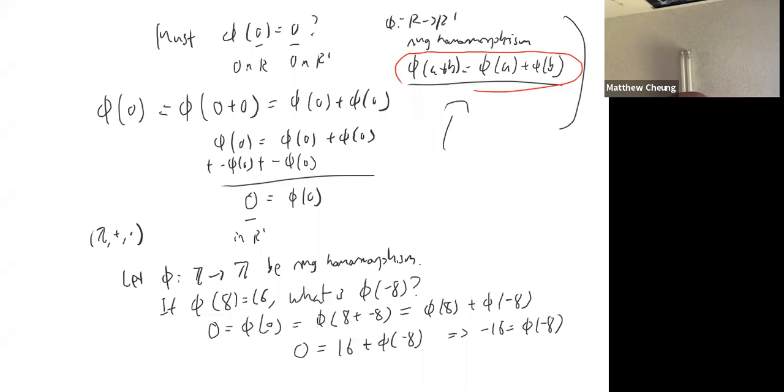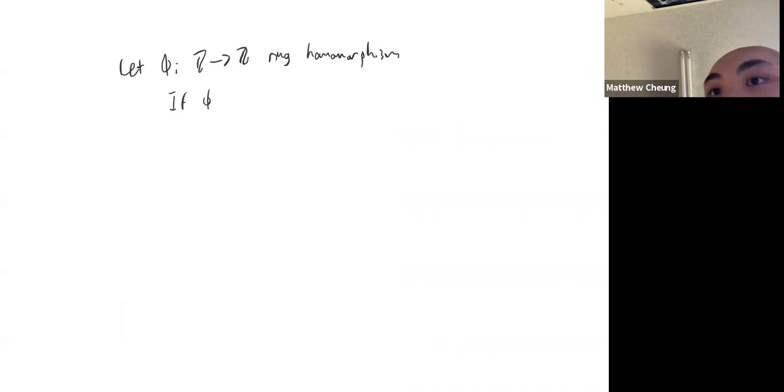So being able to work with these is pretty important. So let's continue. Let's do a continuation of the question. I'm going to rewrite it: from Z to Z, a ring homomorphism. Okay, so let me just say if phi of 8 is 16, phi of 4 is 8. What is phi of 2?